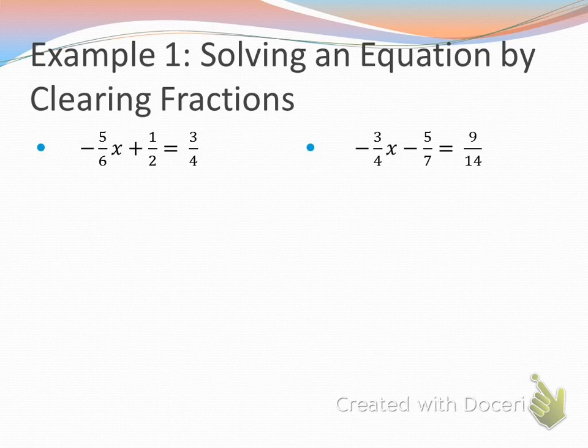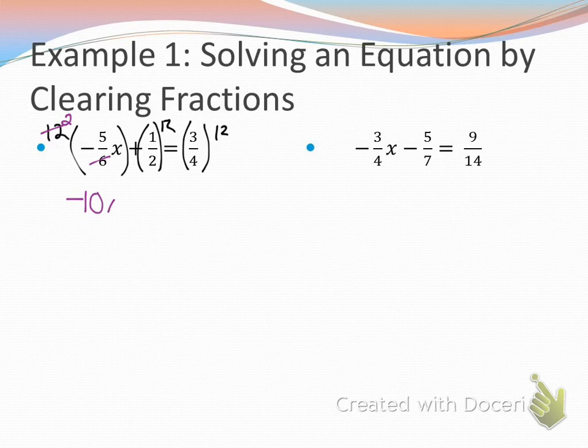So I need to multiply each term by 12. 1/2 by 12. And 3/4 by 12. And what I'm doing here is I'm cross-reducing. So 6 and 12 cross-reduce to make the 12 a what? A 2. And then 2 times -5 is -10x. Plus 2 and 12 cross-reduce to a 6. And 6 times 1 is 6. 4 and 12 cross-reduce to a 3. And 3 times 3 is 9.